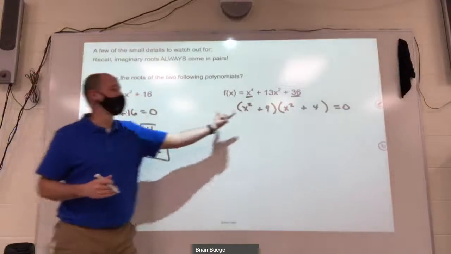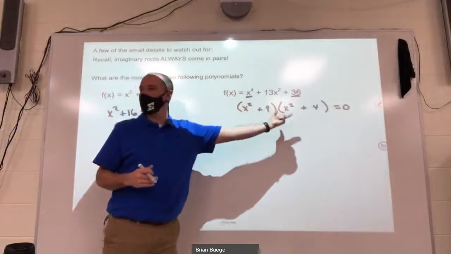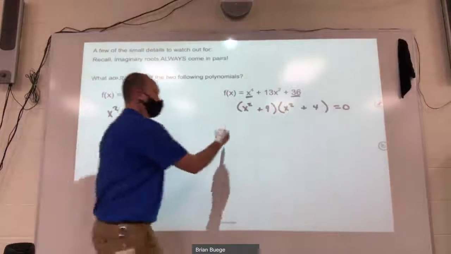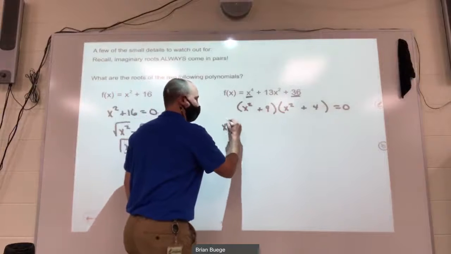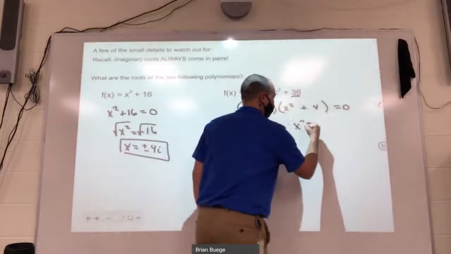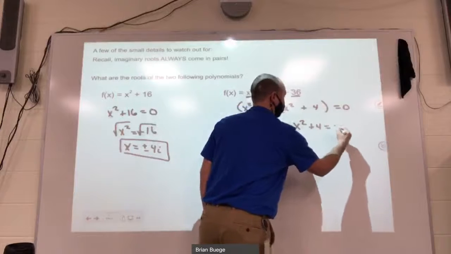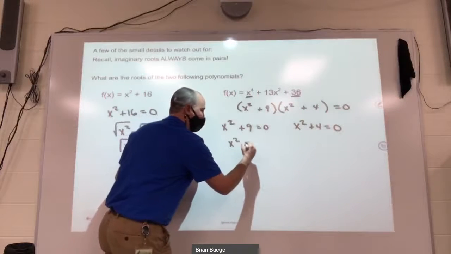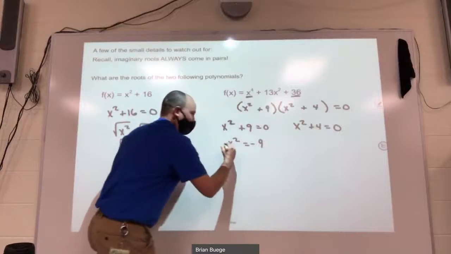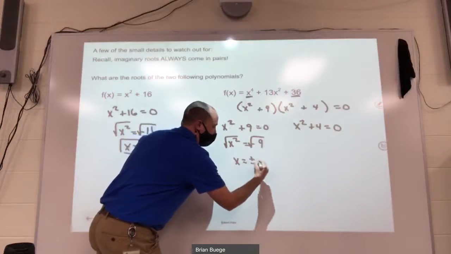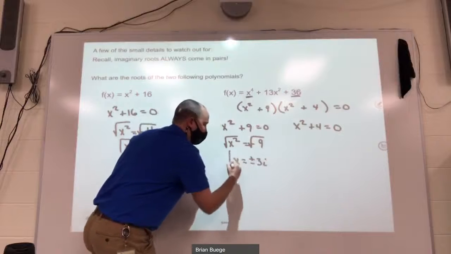Back to the x squared plus 16. You could try to factor these. This would be like a sum of squares, which there is no such thing. And therefore, instead, I'm going to set each factor equal to 0. And if we solve, same idea, x squared equals negative 9. Take the square root of both sides. X equals plus or minus 3i in that case.